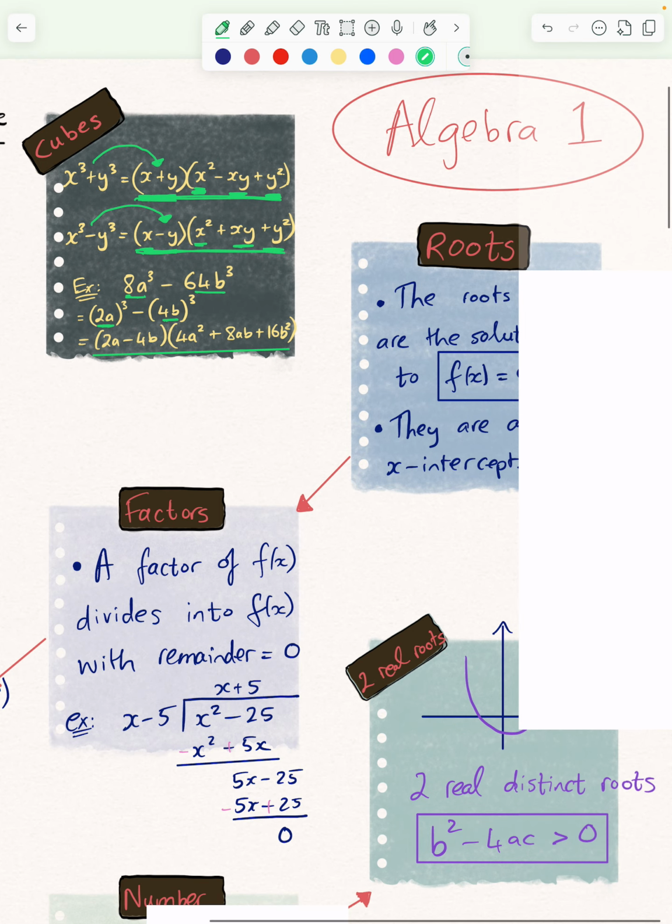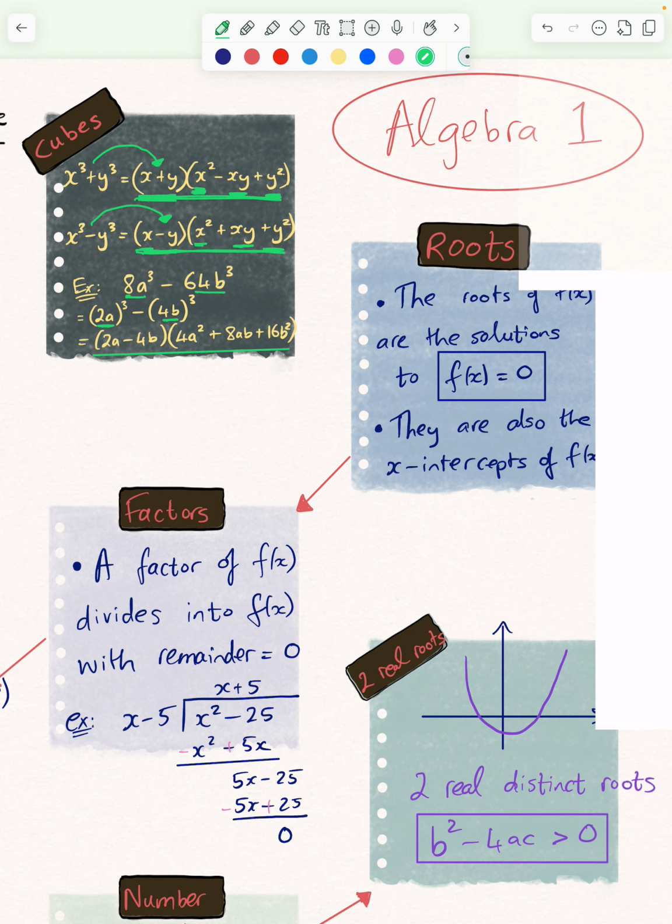Okay, the roots, a very important concept. The roots of a function are the solutions to the function equal to 0. They're also the x-intercepts, because when you set the function equal to 0, you're setting y equals f of x, and if you set y equal to 0, that is the equation of the x-axis. So the roots are also the x-intercepts.